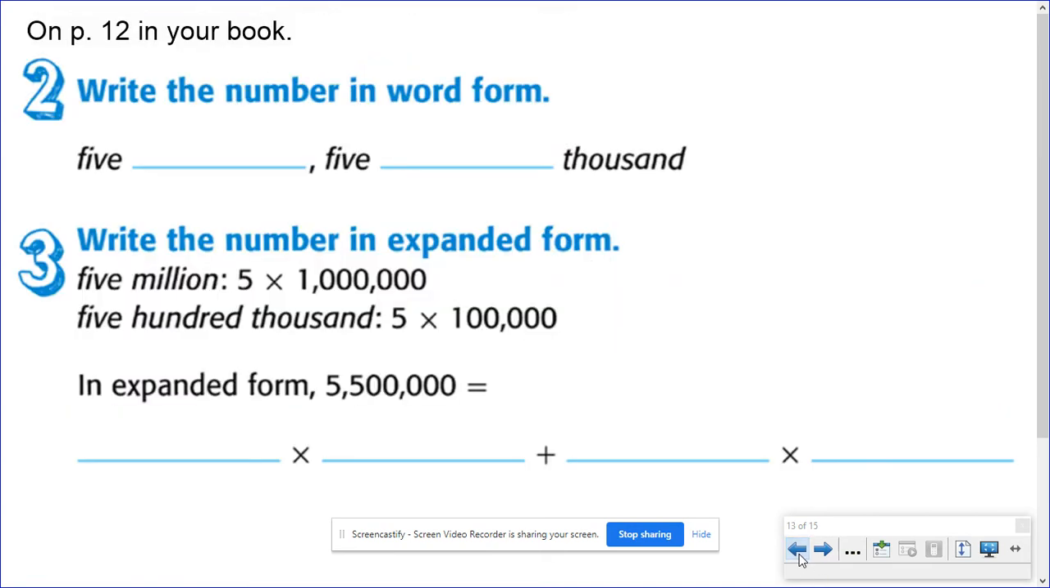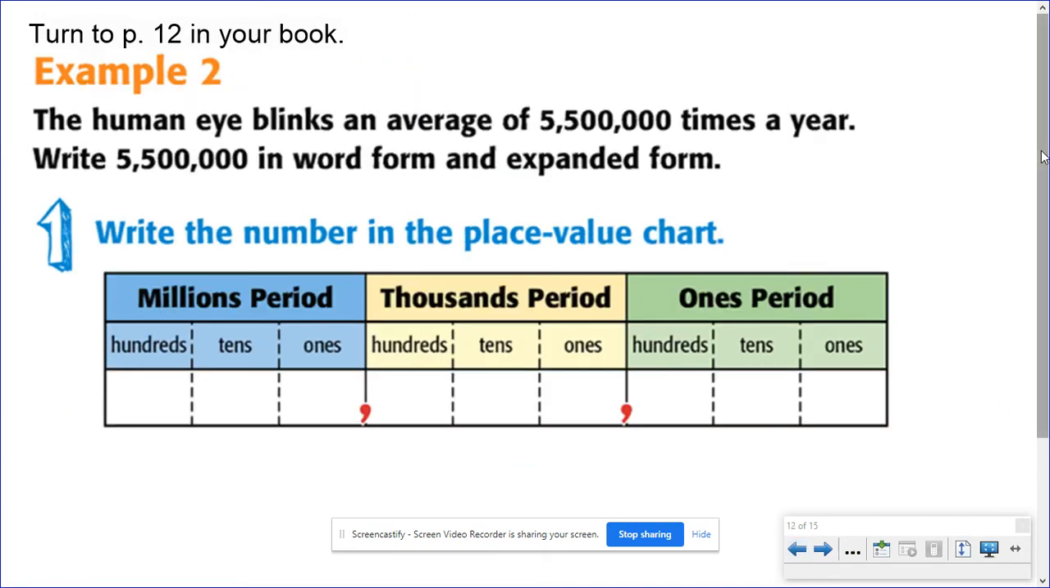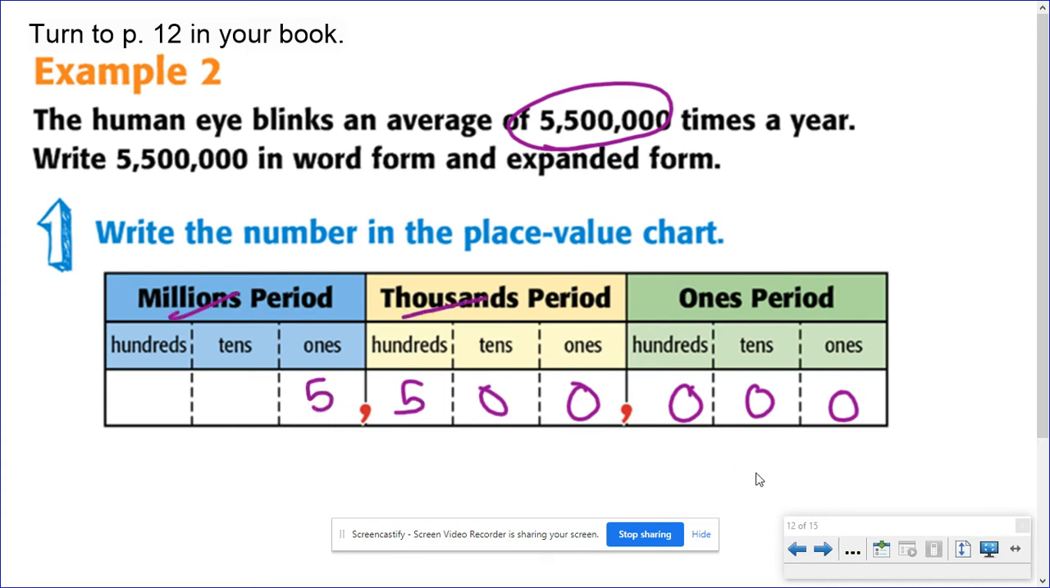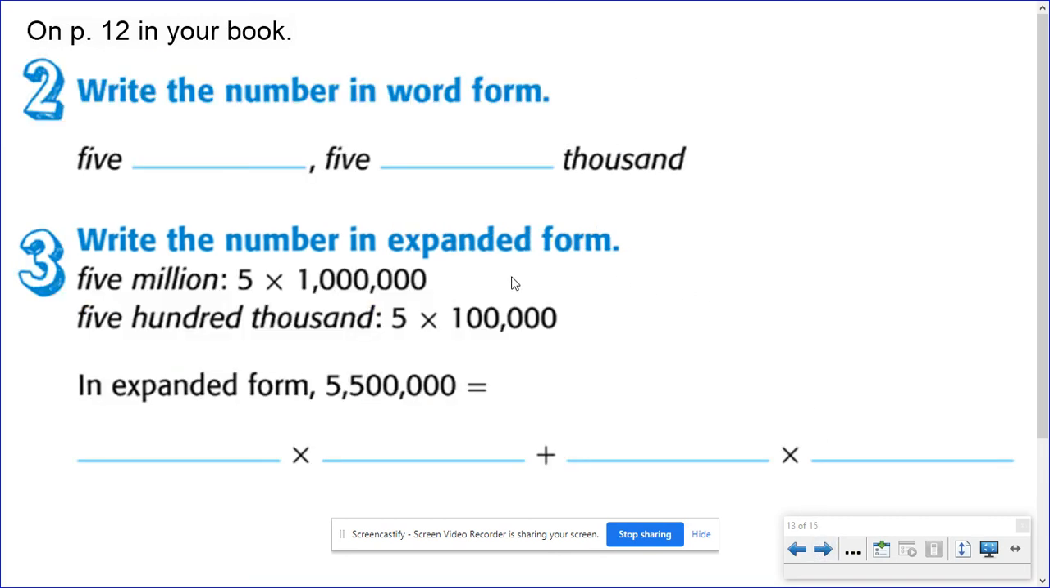Let's go back and work on example 2. So the human eye blinks an average of this number times a year. Write that number in word and expanded form. I'm going to fill in the place value chart. That might make it easier for me to read. I can read it as 5,500,000. And then we wouldn't say 000. 5,500,000.